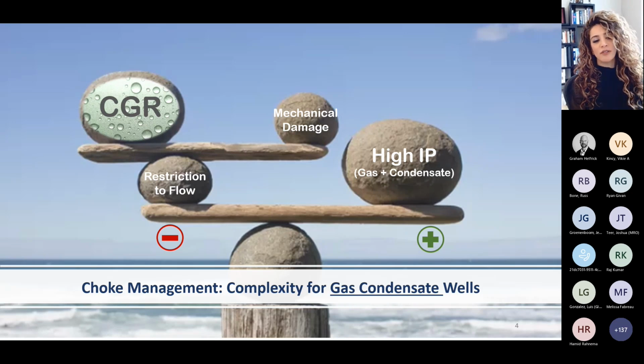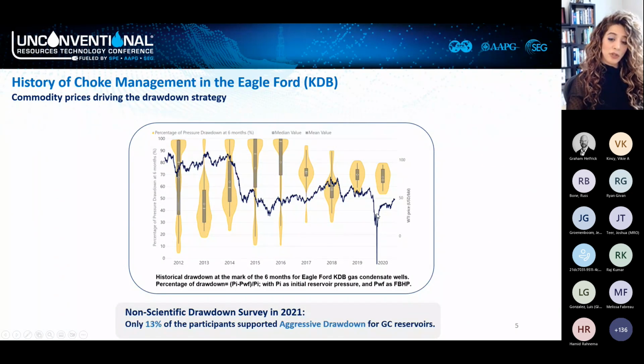But before diving into that, I would like to take 1 minute and give you an overview of how choke management has historically been in the KDB area, which is a fluid condensate-rich area in Eagle Ford. And I would like to use help from this next plot here to talk to you about that. This rather busy plot is meant to show you the relationship between choke management historically and the commodity prices.